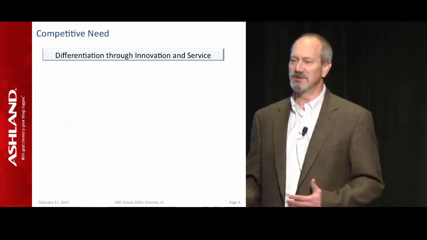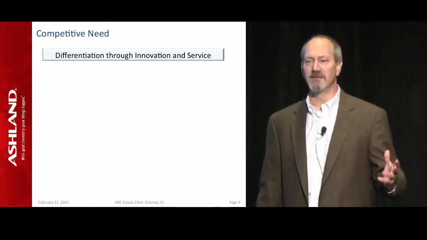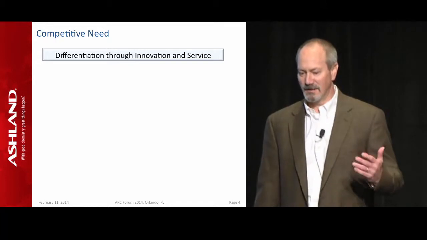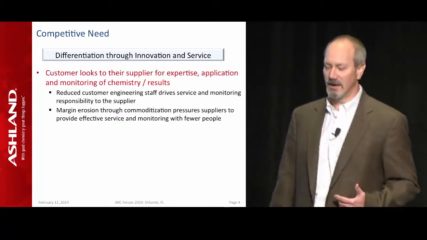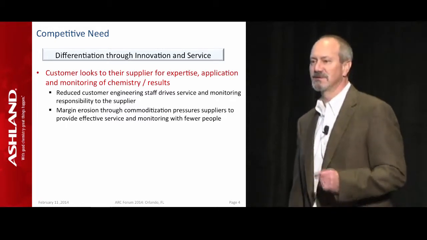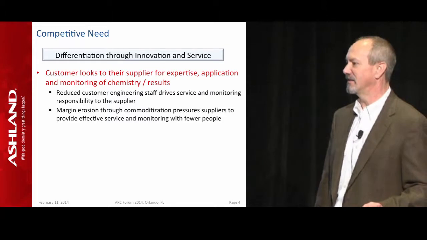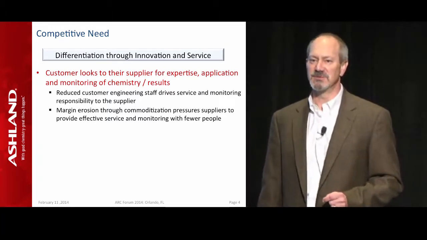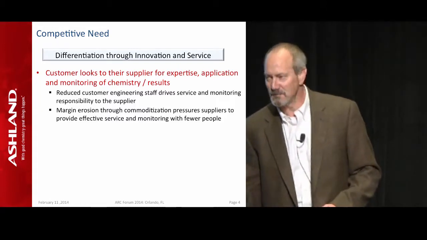So if we operate in the innovation and service area, what we want to do is differentiate ourselves within that. You look at how we operate and what our customers look for: they really look to their supplier, or us, for expertise in the application of the chemistries and the monitoring of the results that are coming out of that. So it's a very customer intimate business. And along with customer intimacy and that large sales organization comes a lot of sales and service cost.